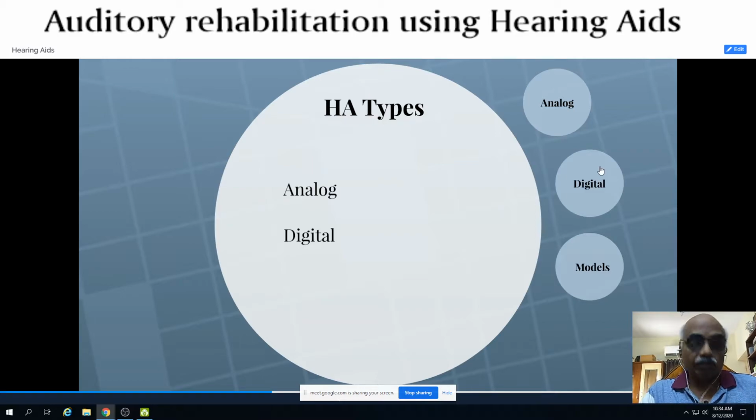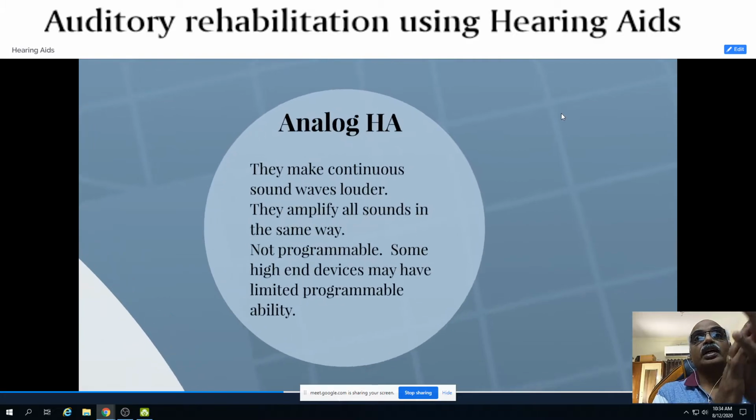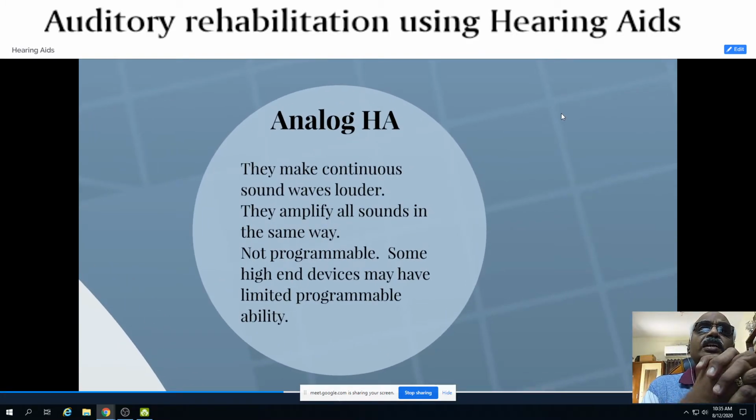So what are the types of hearing aids? The broad classification of hearing aids is that the hearing aid can be analog, purely made of transistors mounted on an integrated circuit board, or it can be a digital hearing aid. So let us go to the analog hearing aid. Analog hearing aids, as I've been stressing again and again, purely just amplify the sound. It amplifies all the sounds in the same way. You cannot program it to amplify only the speech frequency and not touch the environmental noise. So these things are not possible.